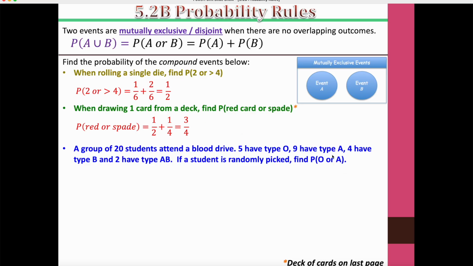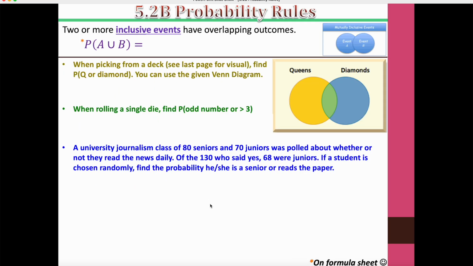If I want to know what proportion of the 20 students are O or A, or the probability that a random student is one of those things, it's the 5/20ths that are type O, and the 9/20ths that are type A. You add them up, you get 14 out of 20. 0.7. Easy peasy. So now when it's not so easy peasy is if I talk about when there's overlapping events, which is not mutually exclusive, which is inclusive.